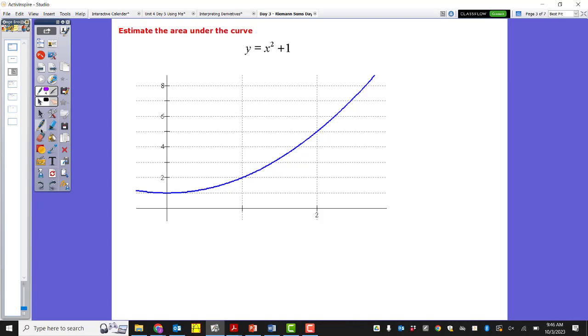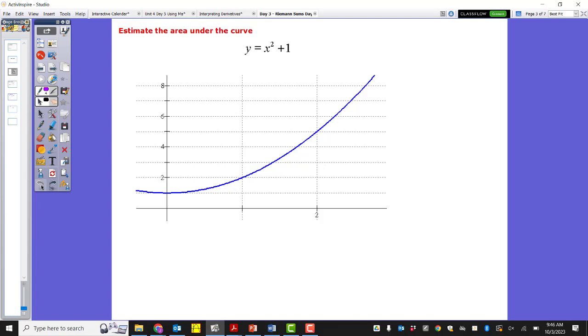So if we wanted to estimate the area under this curve, that means we want to figure out an approximation for what this area would be. Now, we saw how important the area could be when we were doing the interpreting derivatives lesson last unit. And so this area could be very important to us in finding something out about the graph.